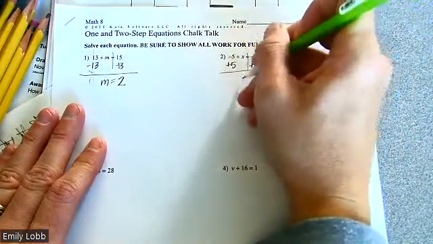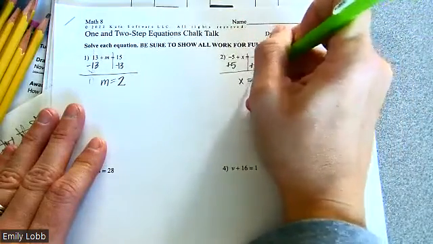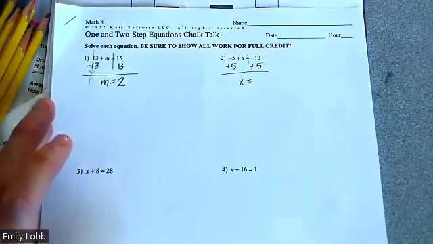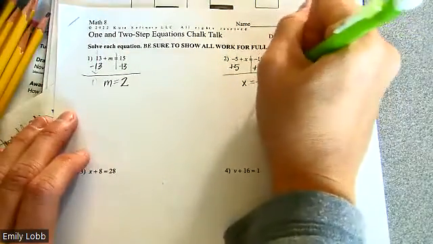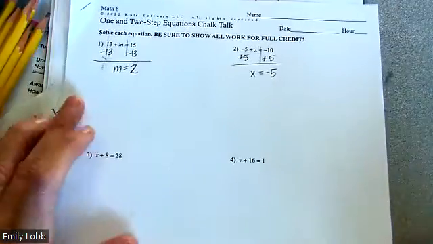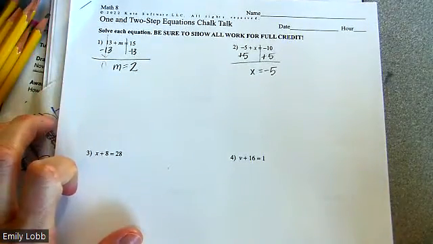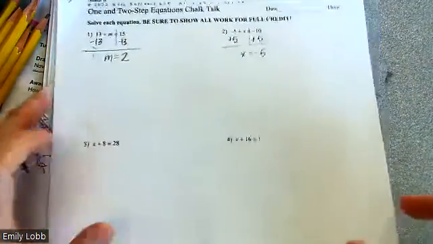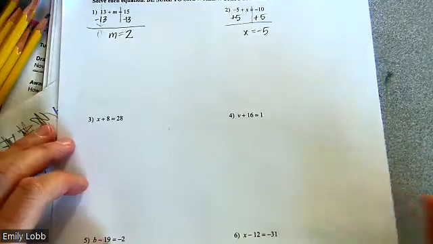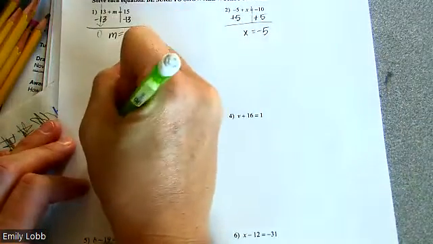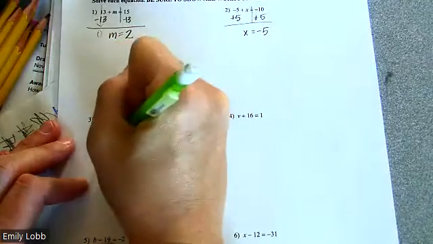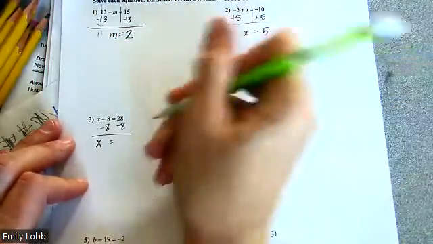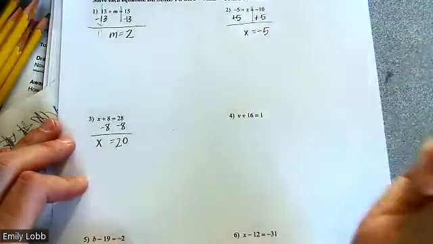That becomes 0. I bring down my x. I bring down my equal sign. Remember your integer rules. Negative 10 plus 5 is negative 5. How do I get rid of positive 8? I take away 8 from both sides of my equal sign. So I'm left with x, bring down my equal sign. 28 minus 8 is 20.